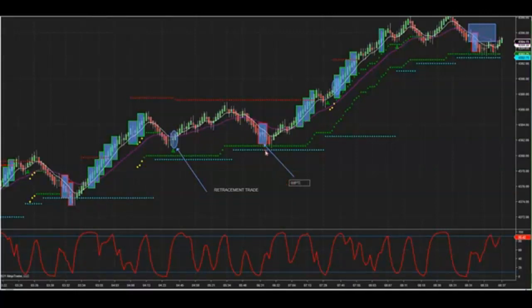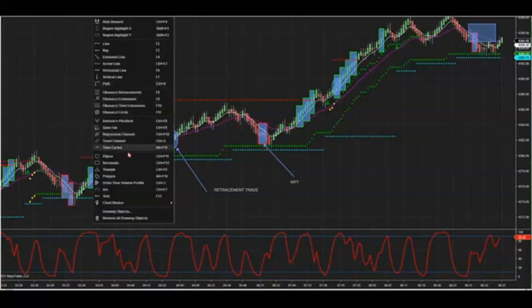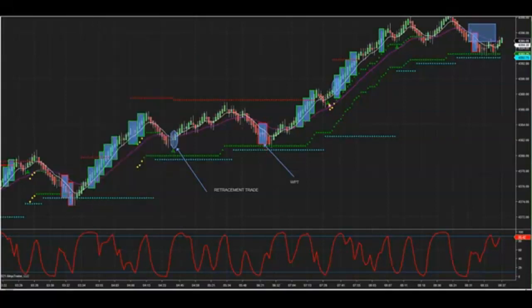The reason I love these so much, they're usually right on a 23 ATR, 25. It rests right on it for a small stop. It's a good reversal pattern. Here's another retracement trade. And then here we go.